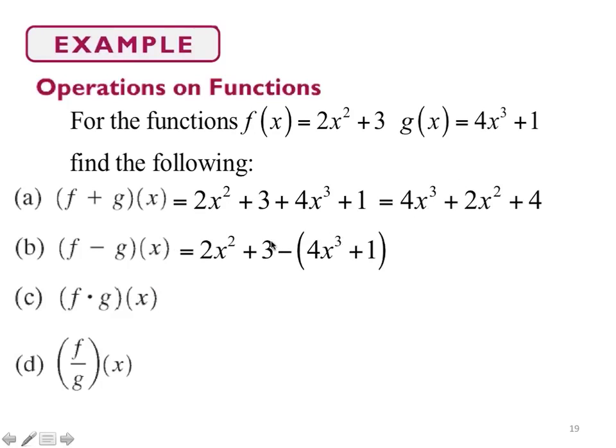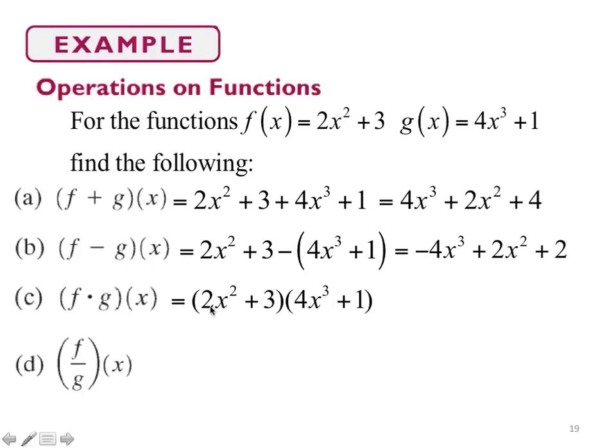Now if we want to subtract, we take f of x, 2x squared plus 3, and subtract g of x, which is 4x cubed plus 1. Now the thing that's easy to forget here is that you need to make sure that you have your negative, and then you have parentheses around your entire other function. Now again, we write this in descending power order. So we get negative 4x cubed plus 2x squared plus 2, because 3 minus 1 gives us positive 2.